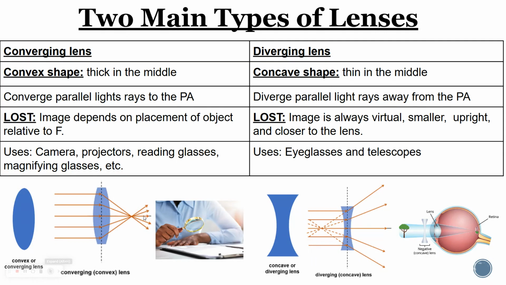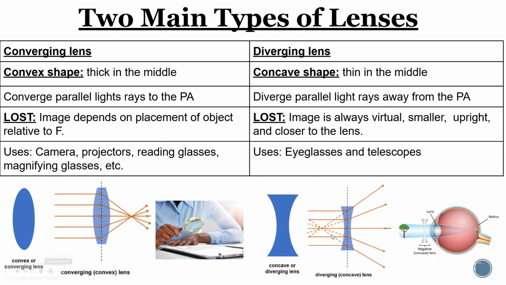When we describe the images made by these different types of lenses, for the convex or converging lens, the characteristics will depend on where the object is compared to the focal point. So almost like the concave mirrors, a little bit of opposite in terms of shape, but same thing in terms of light. Concave mirrors are converging, these lenses are converging. So converging images depend on where the object is compared to F.